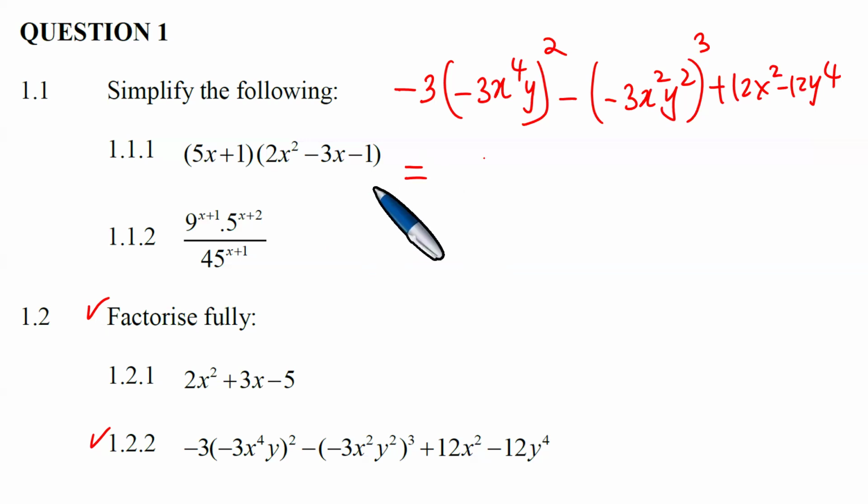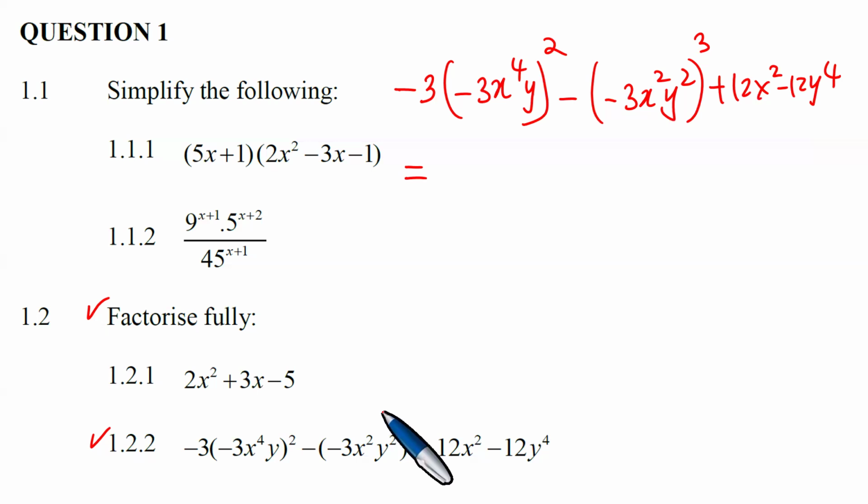And it is so big, and it has lots of x to the power 4, there's a y, there's a square, there's a cube. What do we do here? What do we do here? Simplify it before you factorize it.